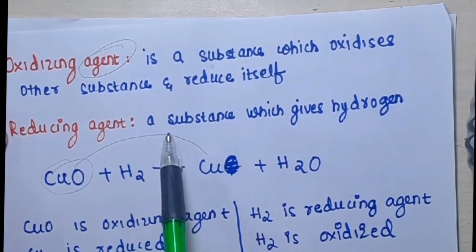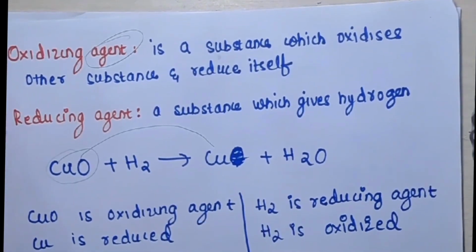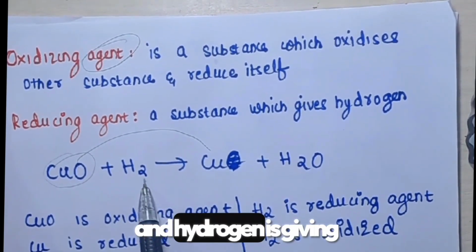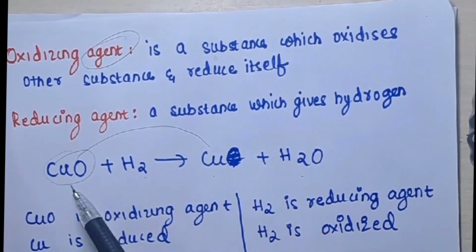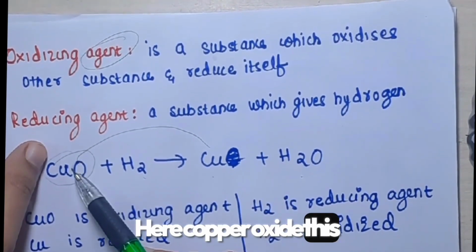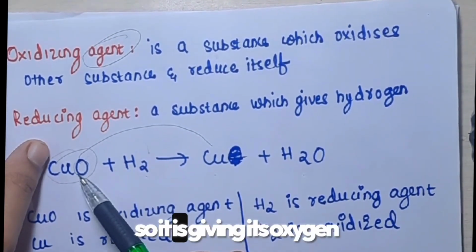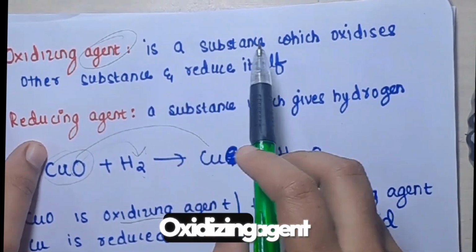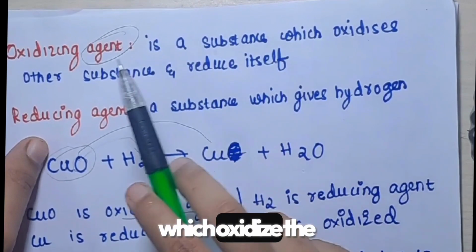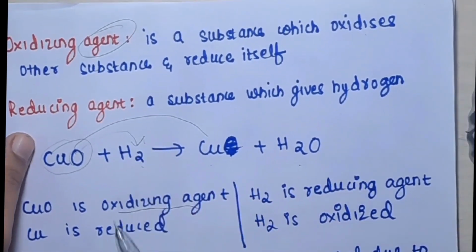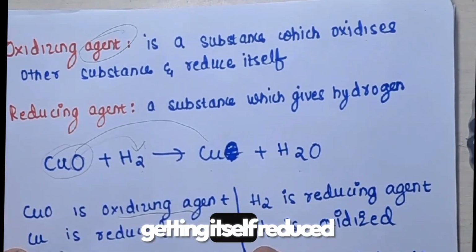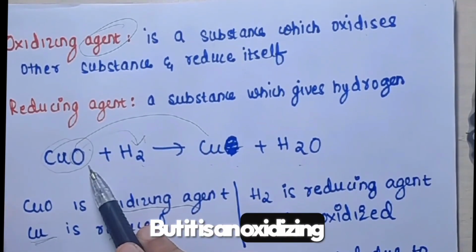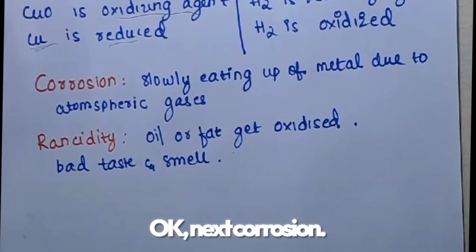What is a reducing agent? A substance which gives hydrogen. I'll explain you properly. See, we have copper oxide and hydrogen giving rise to copper and water. Here copper oxide gives its oxygen to hydrogen, so it is acting as an oxidizing agent. Oxidizing agent means a substance which oxidizes the other substance. So this copper oxide is itself getting reduced because it is losing oxygen, but it is an oxidizing agent.